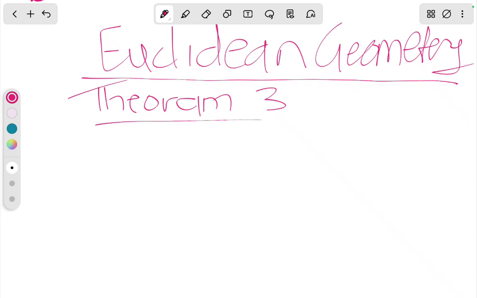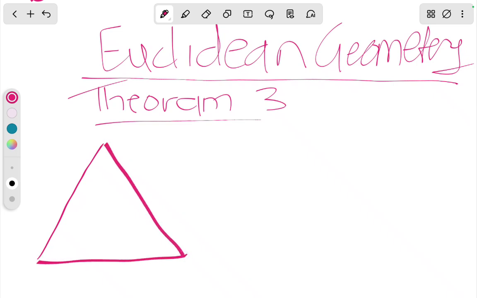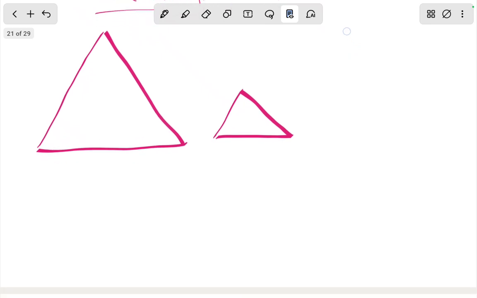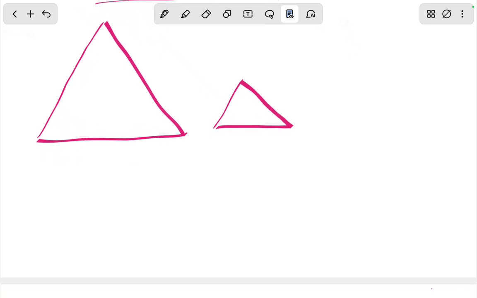Let's say you're given a triangle like this, and another triangle like this. So in the exam room, or in the exam paper, you will be given triangles like this.